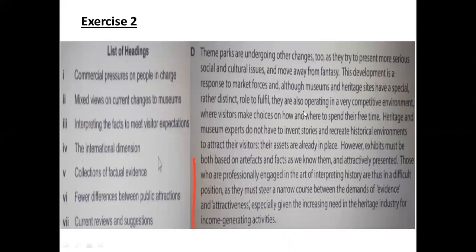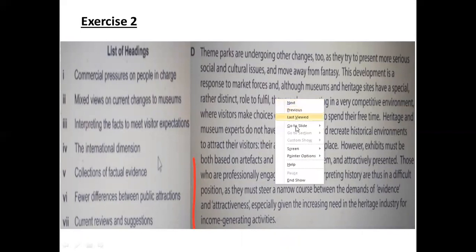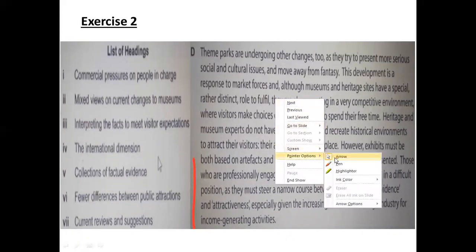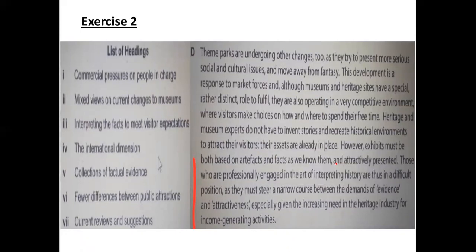Okay, this is also a passage taken from Cambridge IELTS. In paragraph D, it says, theme parks are undergoing changes too, as they try to present more serious social and cultural issues and move away from fantasy. So that is my first statement there. This development is a response.